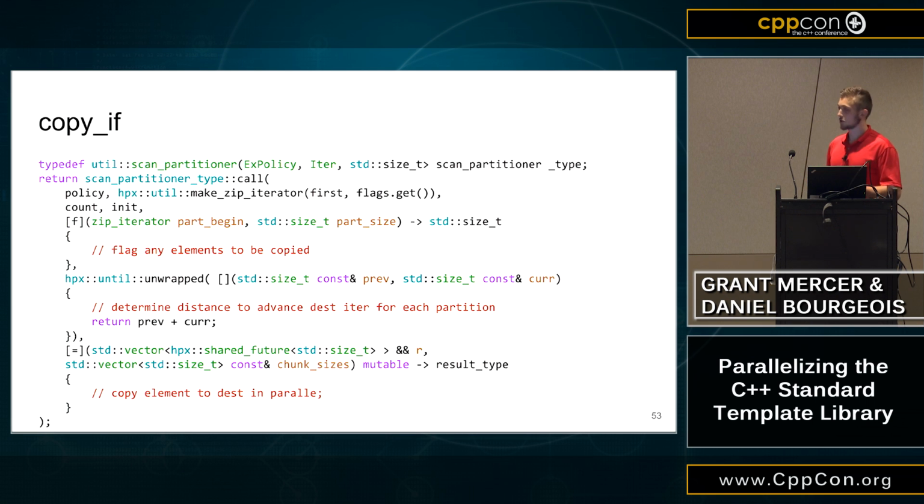So inside the actual revision of copy_if, I couldn't fit the whole function on the screen, but this is just the partitioner call. So we're grabbing the scan partitioner, and inside this first iteration, which we applied to each equal chunk, we're simply flagging any of the elements to be copied. In the second iteration, which will be applied to the current and leftmost chunk, we want to determine the distance to advance the destination iterator for each partition. And then our last, which will be applied to the resultant vectors of step 2, we're going to copy those elements into the destination in parallel. So this allowed us to tackle problems like copy_if, where you don't have a really intuitive solution to begin with.